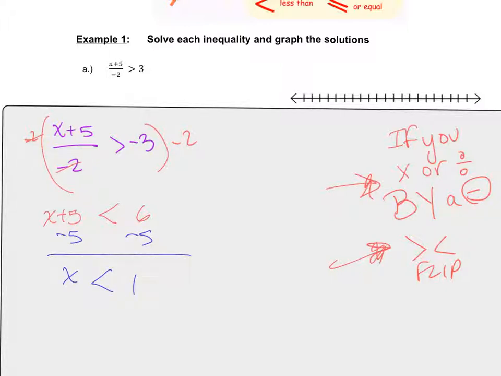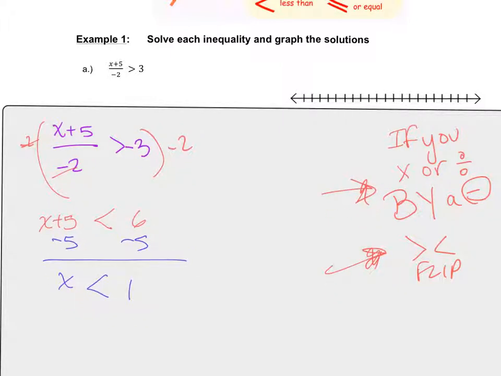And to place this on the number line, you're going to look at your open circle. It's an open circle because it's less than, it doesn't have an or equal to. So if this is 0 and this is 1, it's an open circle on 1, and less than, everything less than 1 shades to the left.